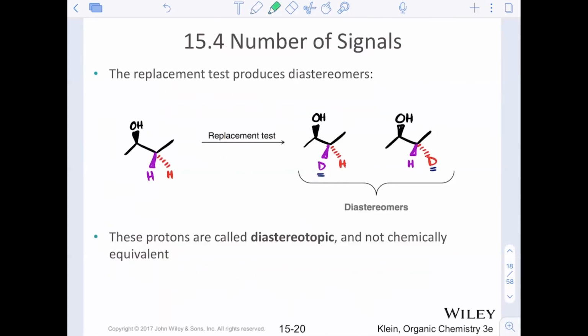But notice how there's already a chiral center in this molecule. When there is a chiral center in the molecule, there's no rotational axis of symmetry, there's no plane of symmetry. So hydrogens, CH2 groups, are going to be non-chemically equivalent. All right?